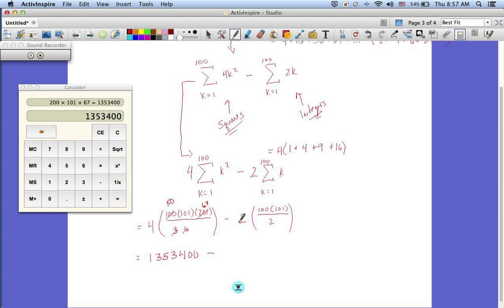Minus, now this one, the 2's cross out, and I have 100 times 101, so that's 10100. So minus 10100 equals 1,343,300. So all those numbers added up add up to 1,343,300, by using the properties of sigma.